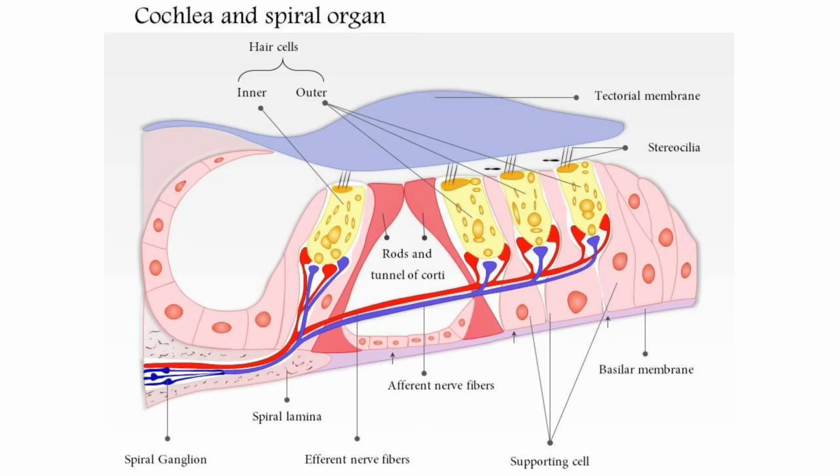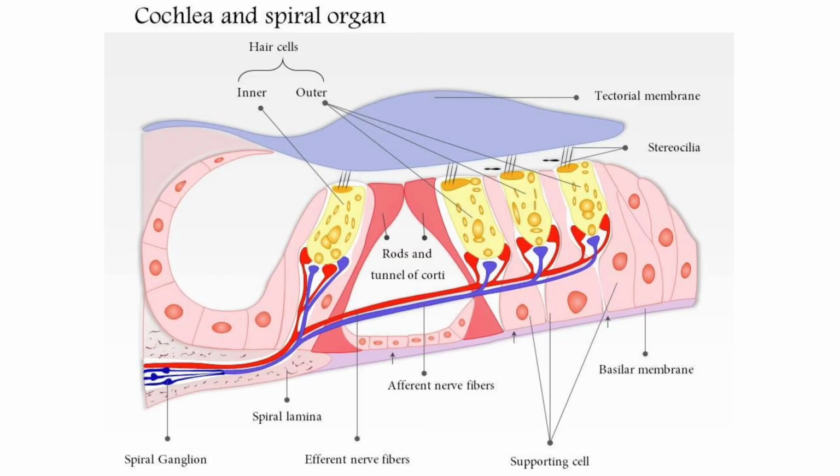This organ of Corti is actually the transducer which converts the mechanical energy to the action potential of the cochlear nerve. Two groups of hair cells we can see: the outer hair cells and the inner hair cells. They are separated by the rods of Corti. The triangular gap between the rods of Corti is known as the tunnel of Corti.